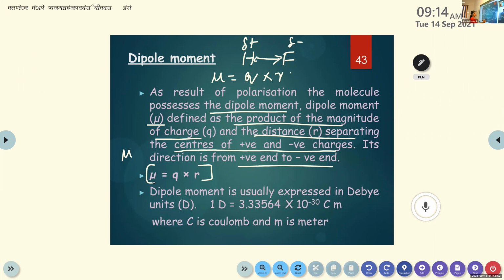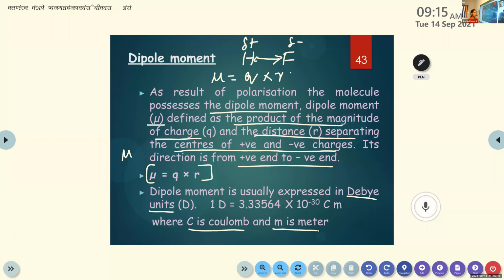And this dipole moment is usually expressed in Debye units. Okay, Debye, and D is the symbol of this unit. And 1 Debye is equal to 3.33564 into 10 raised to minus 30 coulomb meter. Okay, C for coulomb and M is meter.